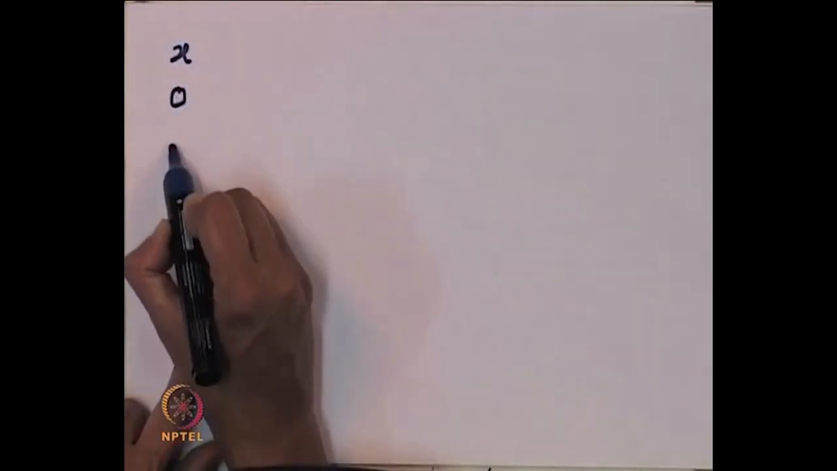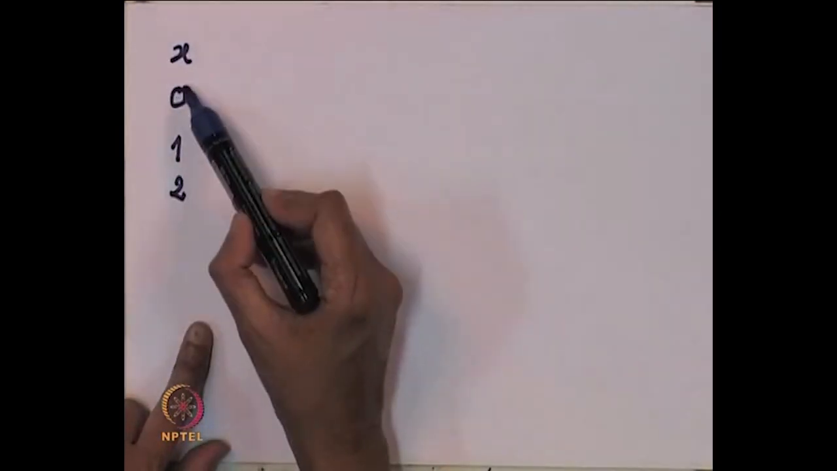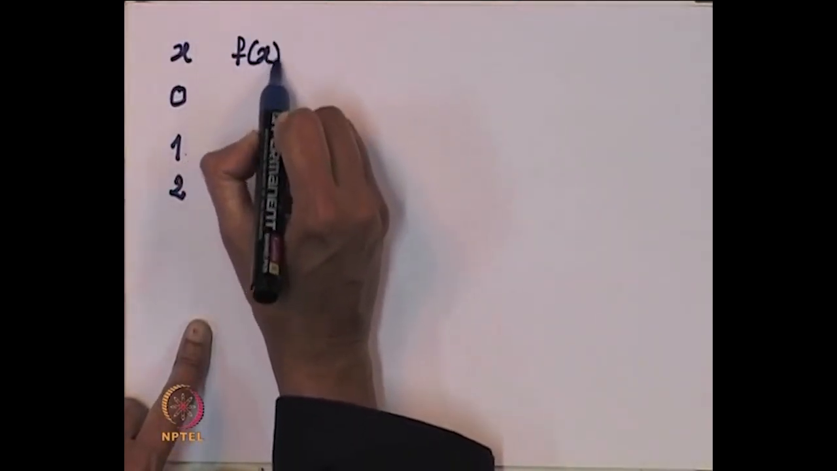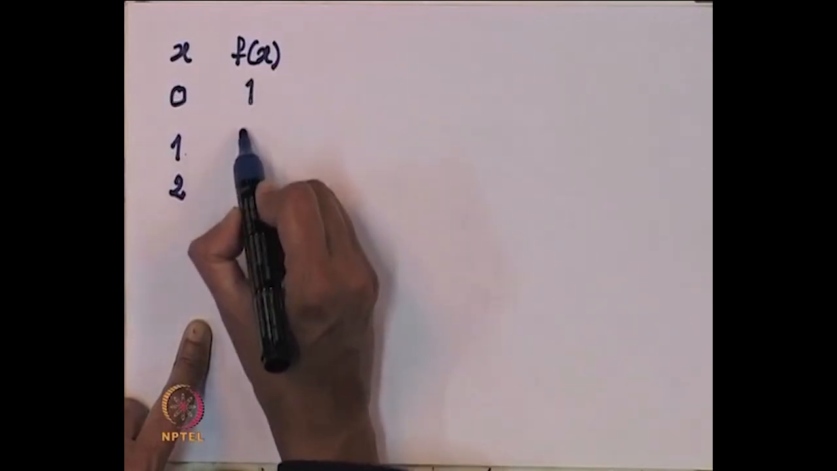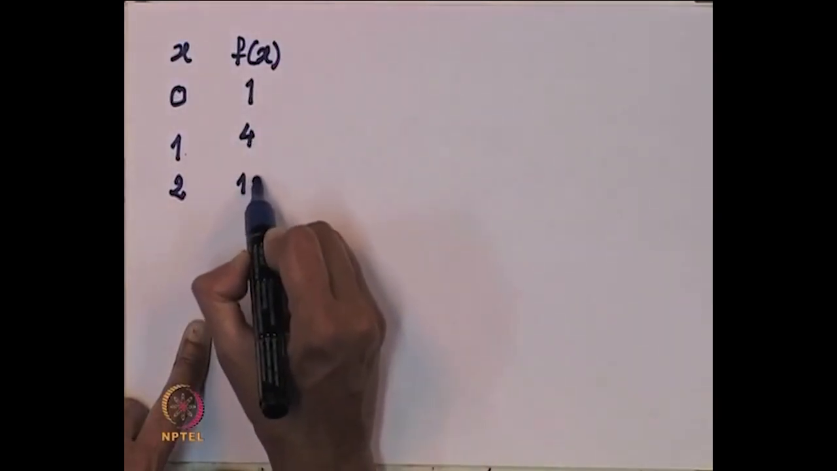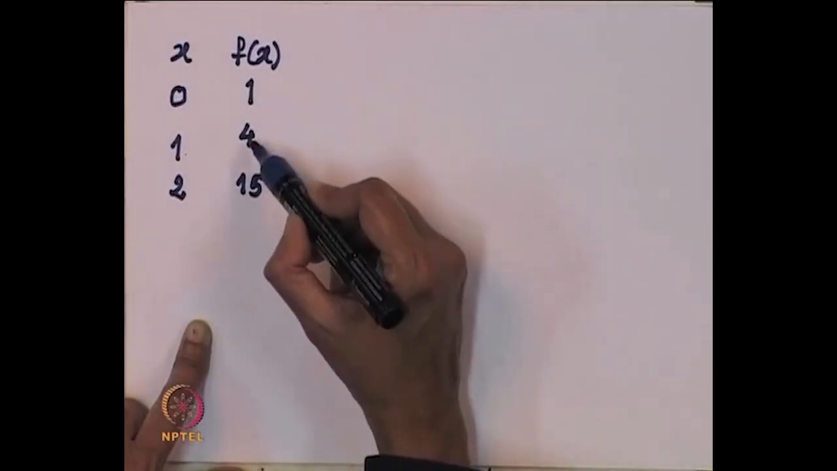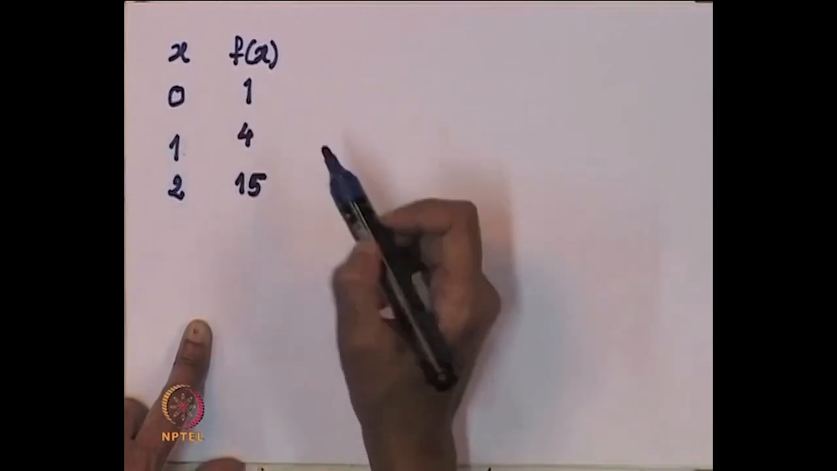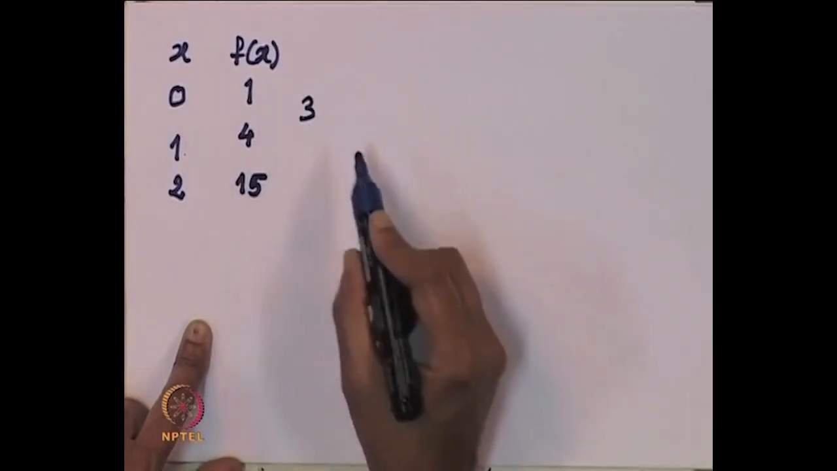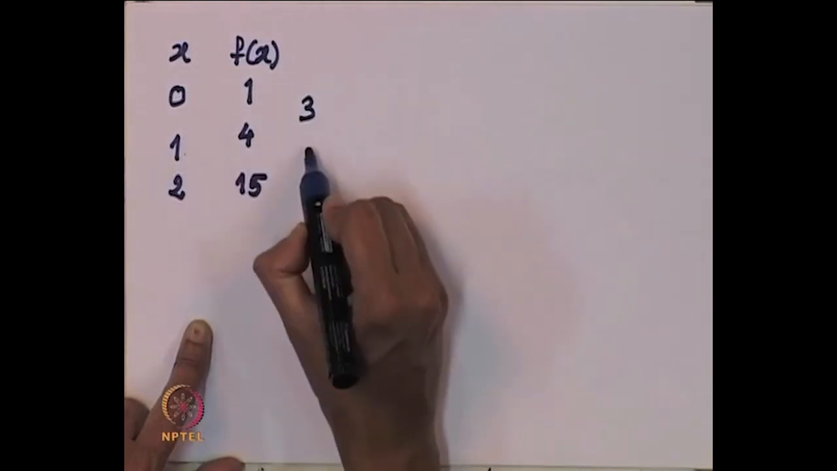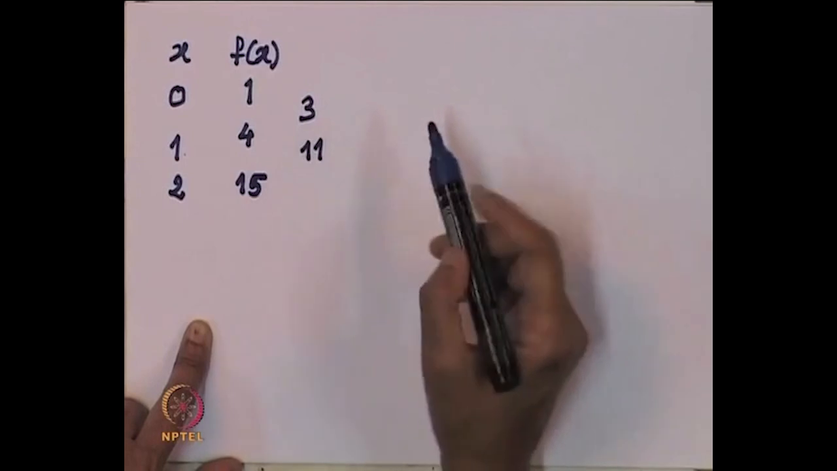So, now let us look at an example. So, suppose x is taking values 0, 1, 2. So, this is x 0, x 1, x 2. The corresponding values of f x are given to be 1, 4 and 15. So, we will first calculate the divided difference. 4 minus 1 divided by 1 minus 0, that will give us 3. 15 minus 4 divided by 2 minus 1, so that will give us 11.